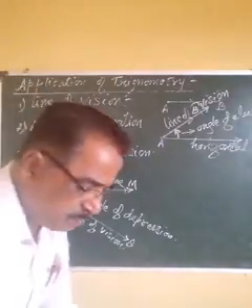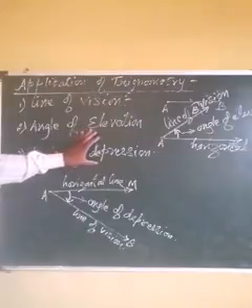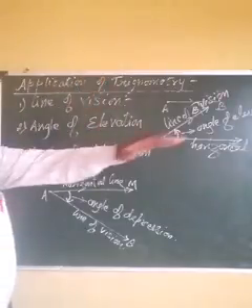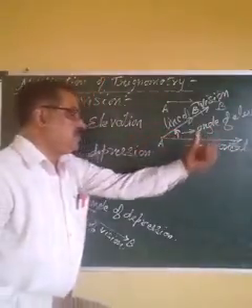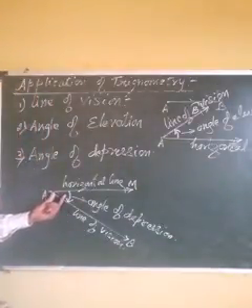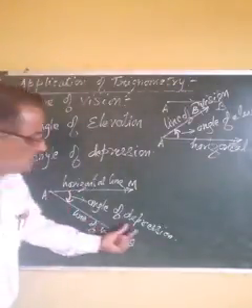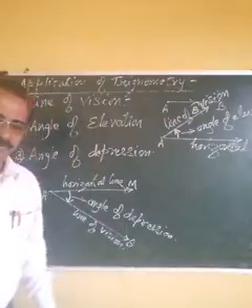So keep this point in mind. When a person is observing above the horizontal line, we get the angle of elevation. When a person is observing below the horizontal line, then we get the angle of depression.